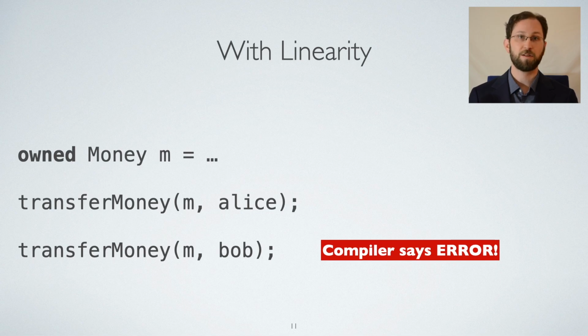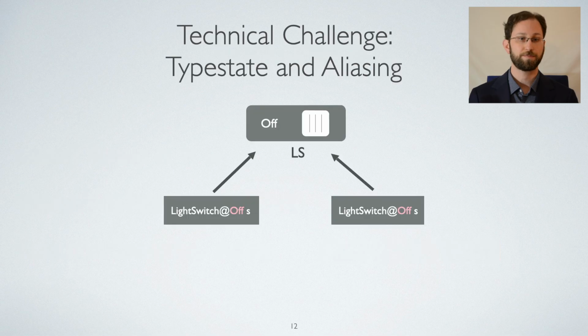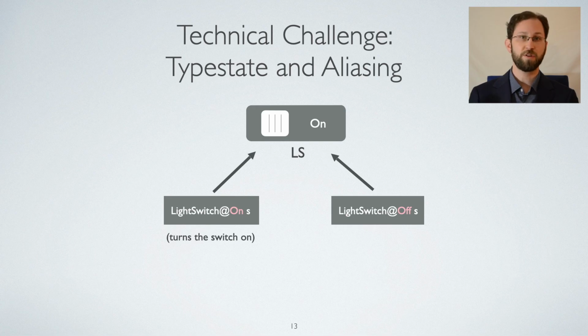This allows the compiler to give an error message rather than waiting until runtime to discover the bug. Now, it's tricky because of aliasing. So here's an example where we have two different references to the same light switch object. Initially, the object is in state off, which is fine, but then suppose we use the reference on the left to turn the state of the switch on.